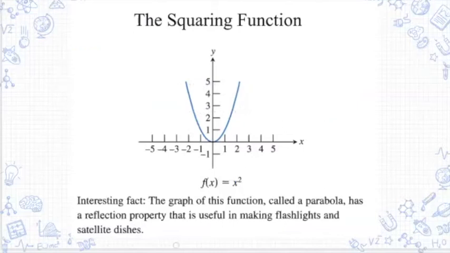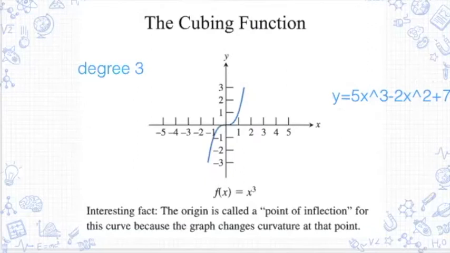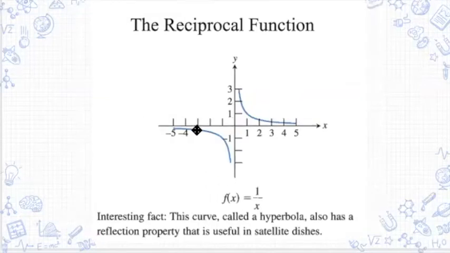So our next function is the cubing function. There we go. So the cubing function is with x cubed, or x to the third power. And when we're looking at a cubing function, we'll notice now our degree is 3. So those are our polynomial functions. And then we go into our non-polynomial functions. For example, the reciprocal function. This is what's called a hyperbola.